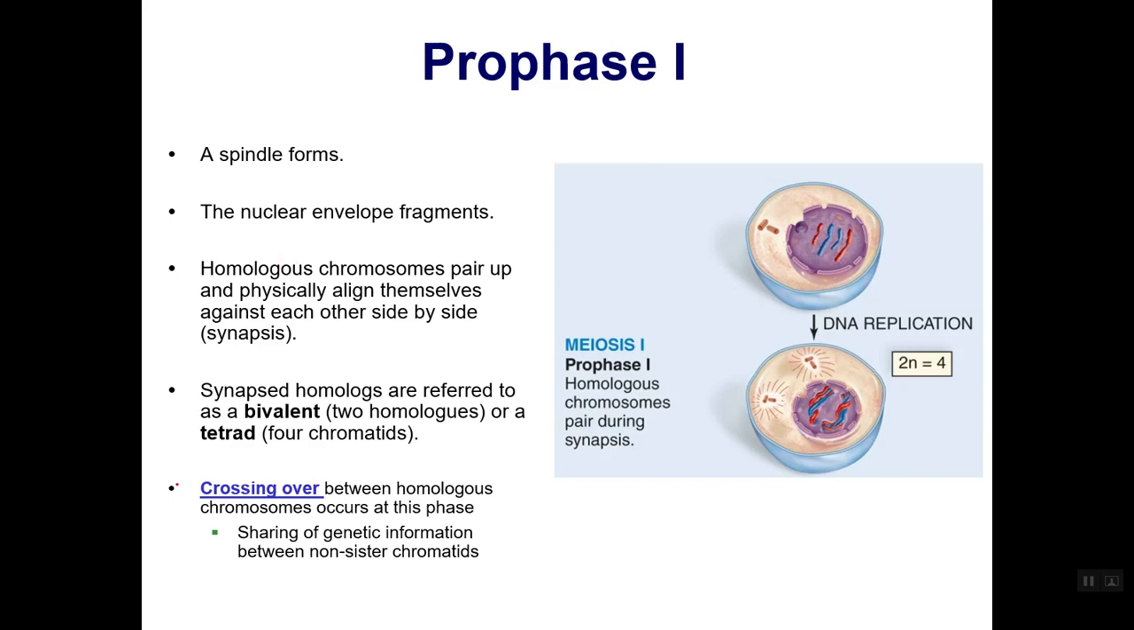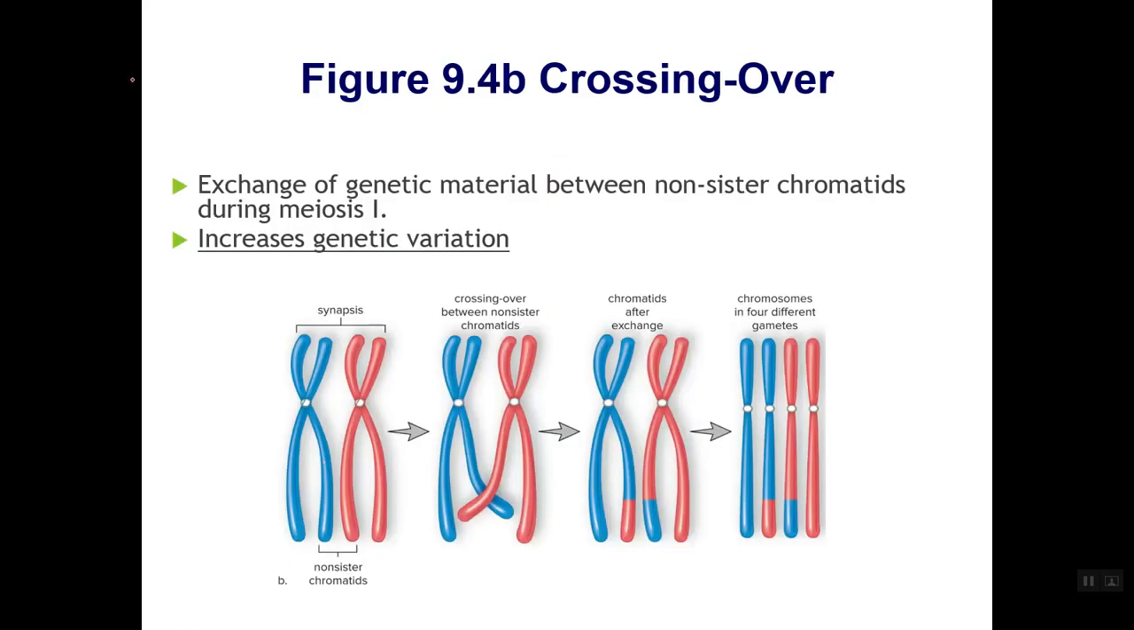Now, something else that happens during this phase that's super important is called crossing over. This occurs between homologous chromosomes. And it's where these homologous chromosomes can share genetic information between non-sister chromatids. Let's take a better look at that. So here we have a homologous pair that are in synapsis. They're paired up next to one another.